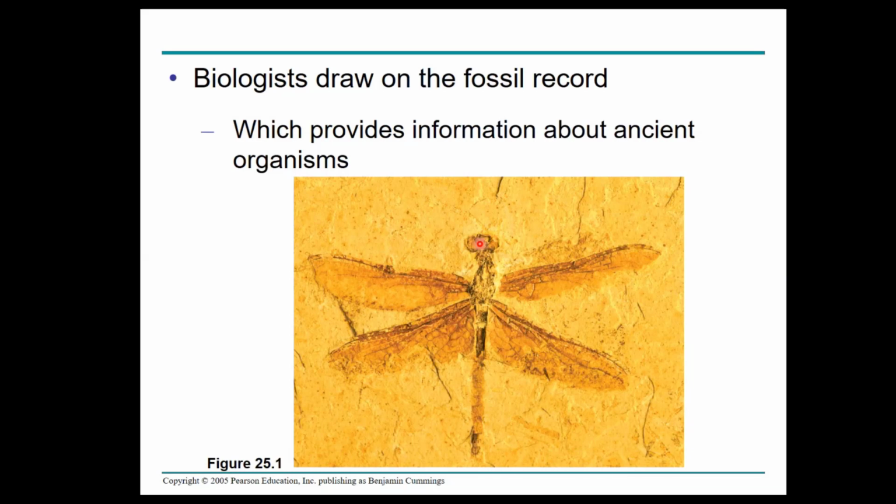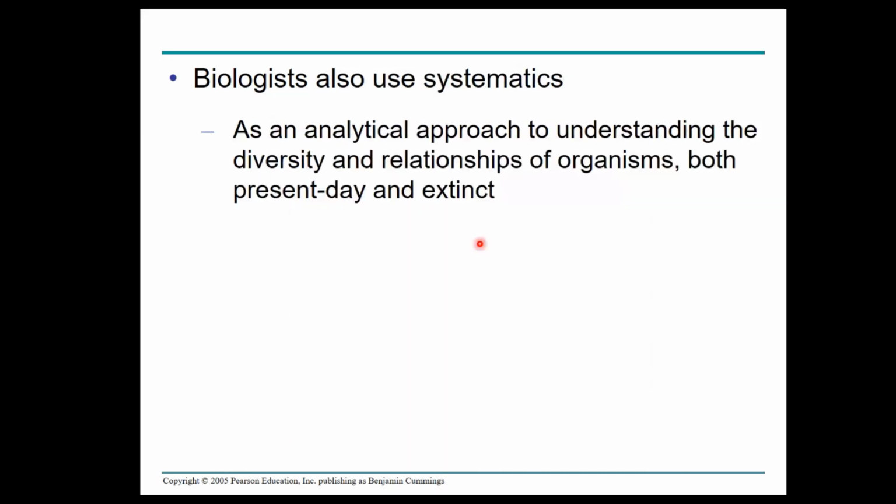So biologists draw on the fossil record, which provides information about ancient organisms. Also, biologists use systematics as an analytical approach to understanding the diversity and relationships of organisms, both present day and extinct. So what do you understand by the word systematics?